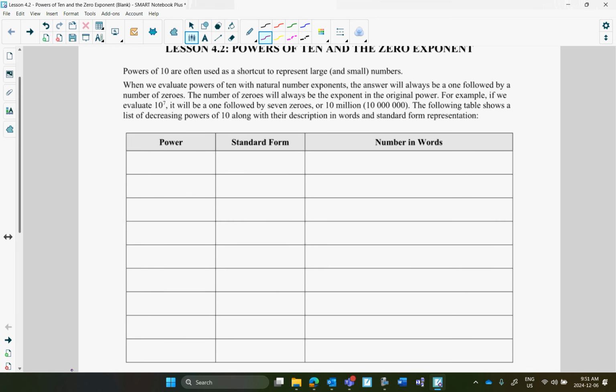Without doing all that work. So let's just look at a few. So if I said 10 to the 9, 9 zeros. Anybody know what that number is in words? Lucy? Is it 1 million? 1 billion.